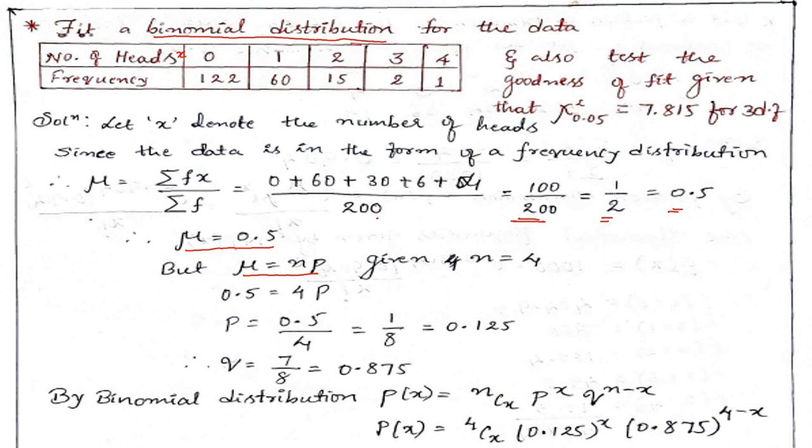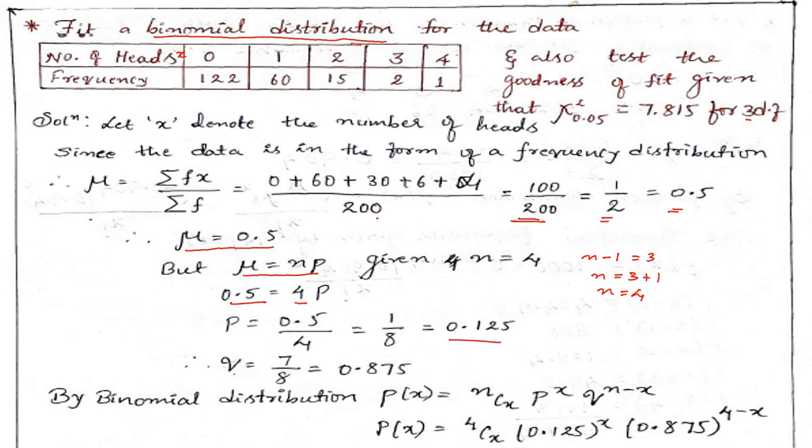Now, in the given question the degree of freedom is given as 3. As the degree of freedom is defined by n minus 1 equal to 3, I need to find the value of n. So n is nothing but 3 plus 1, therefore n equal to 4. By substituting the n value and mu value, we are going to get the value of p. Therefore p equal to 0.5 divided by 4, which is equal to 1 by 8, and 1 by 8 in decimal is 0.125.